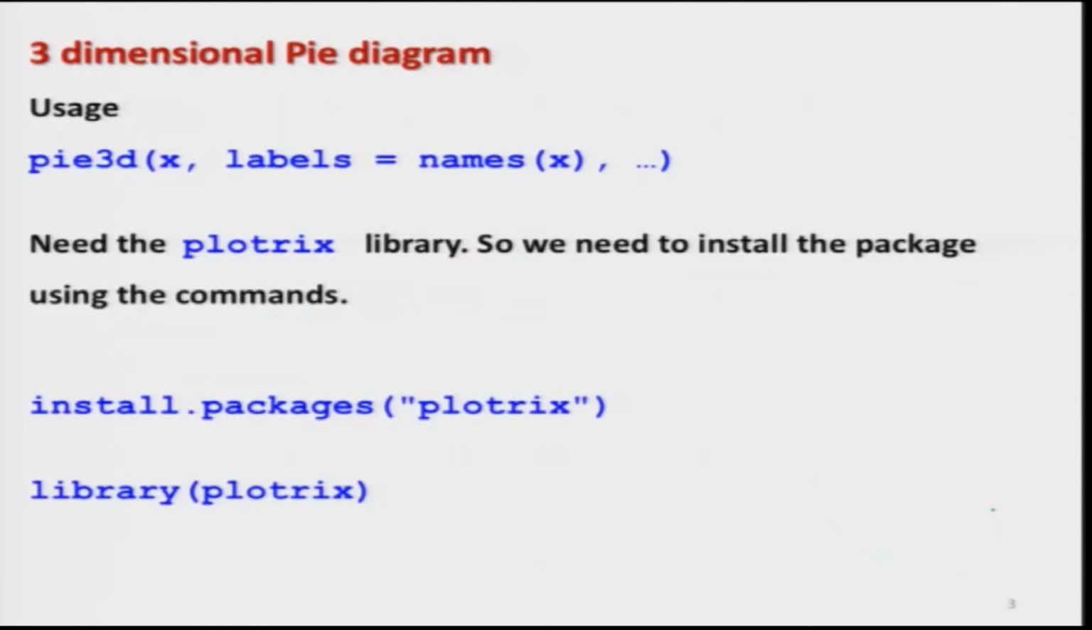So, let us now first understand how to create a three-dimensional pie diagram in R software. To construct it, we have the command pie3D, with PIE in small letters, 3 and D, and then here is the data vector, exactly as in the case of the pie diagram, and then there are certain parameters for different options like labels and other things.